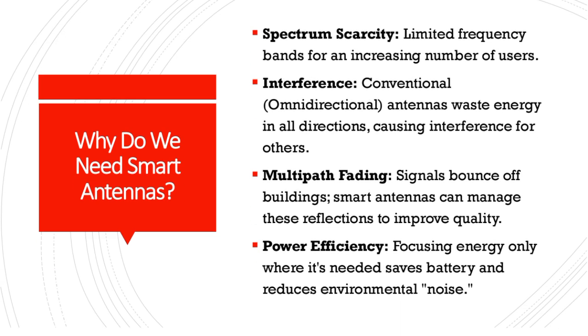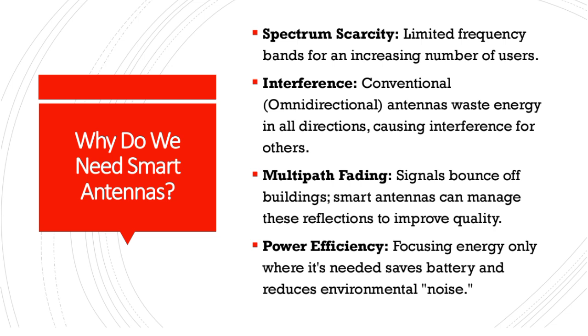The next thing is why we need smart antennas. We are going to discuss four main categories. The first thing is spectrum scarcity: limited frequency bands for an increasing number of users. We have only a limited set of bandwidth, but we are using more and more devices. For example, in our home itself, we have more than five mobiles. We have only a limited frequency band, but the number of users is increasing.